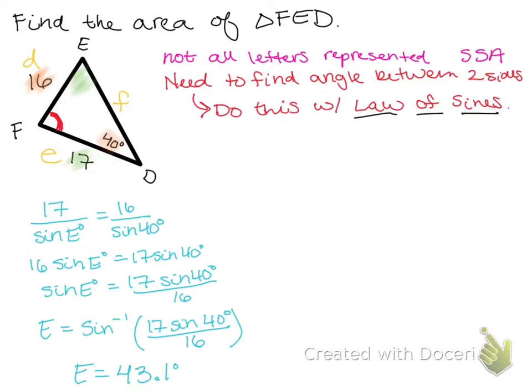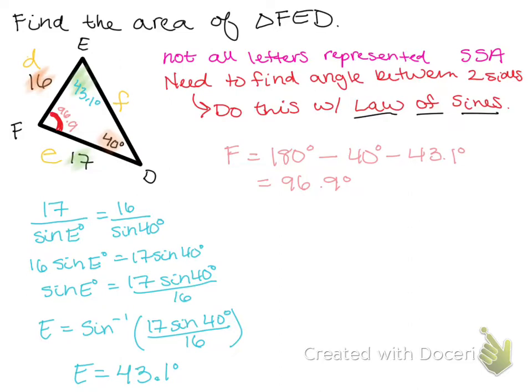Now I can find big F, which is what I'm looking for. Big F is 180 minus 40 minus 43.1. That's 96.9. So this angle right here between my two sides is 96.9. So now I have side-angle-side. Two sides and the angle between them. Now I can find the area.